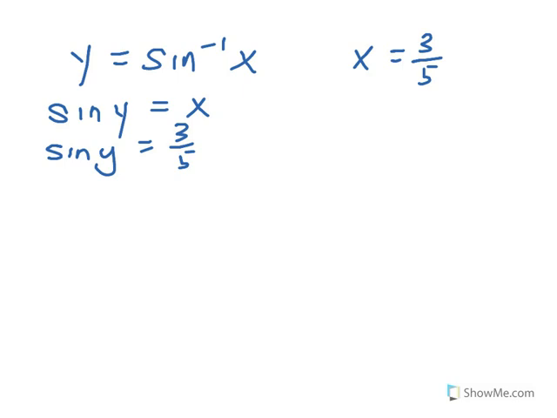Notice that the 3/5 here is positive, which means that we're limited in this case to drawing a triangle either in the first quadrant or in the second quadrant. Also notice that x itself is positive, so it looks like we're looking at a first quadrant value here.